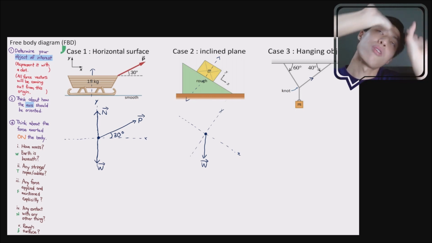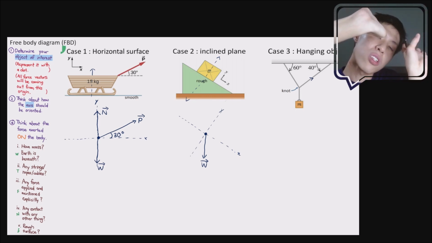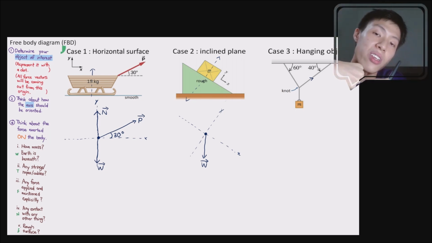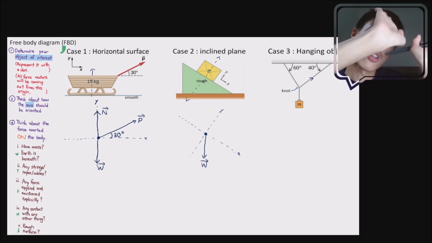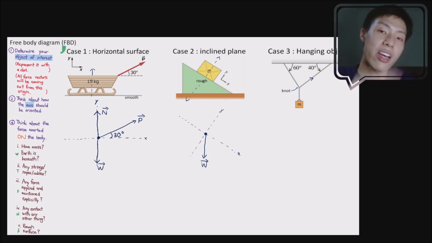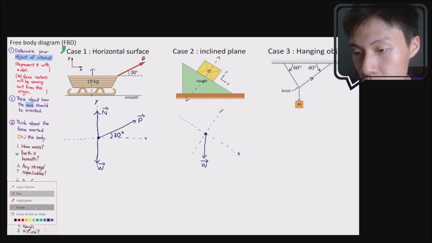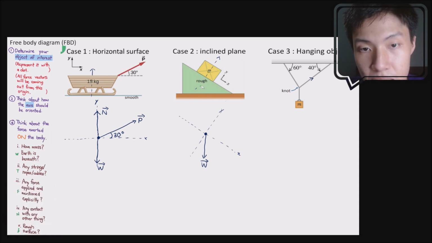So the triangular block is holding the parcel. If the triangular block wants to push the parcel, it has to push this way. If it were this way, it would be pulling already, which is against what we said, the word push. So the normal force should be in this direction. So you should expect your normal force to be pointing in this direction over here.